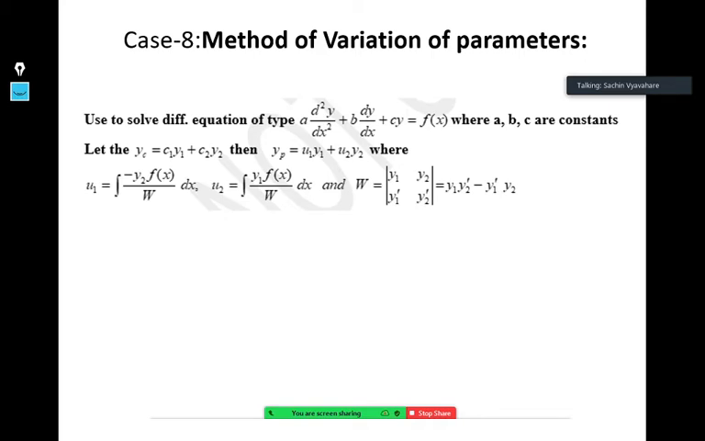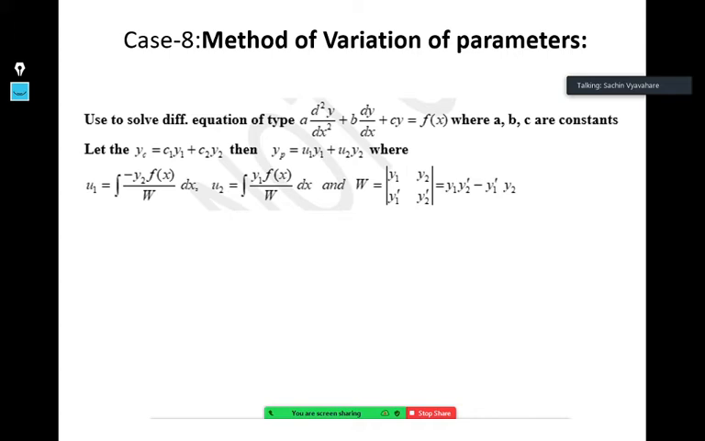Already we learned the method of undetermined coefficients. This method of undetermined coefficients is an alternative for the shortcut methods. But this variation of parameters method only works for second order differential equations.